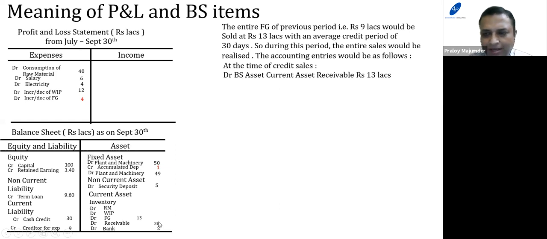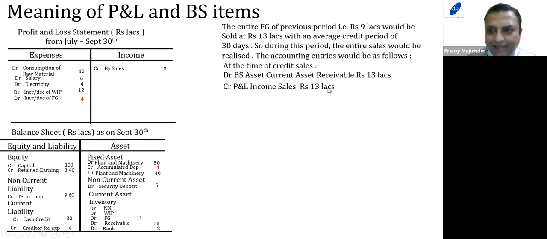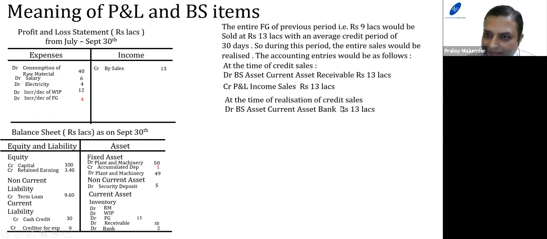Now you can find out that for each head, whatever new transaction is coming, it is either added or subtracted depending on debit or credit on the asset and liability side. So what would be the second entry? The second entry would be credit P&L income sales of 13. Here we are bringing the same concept, whether it's a cash sale or credit sale, both will come as income. So this is at the time of credit sales.